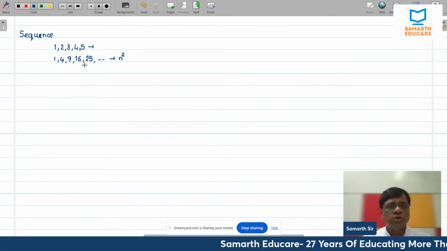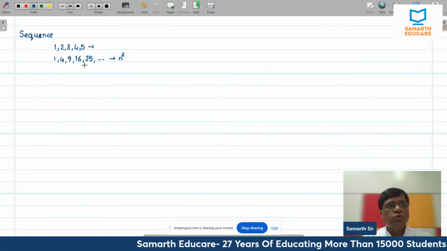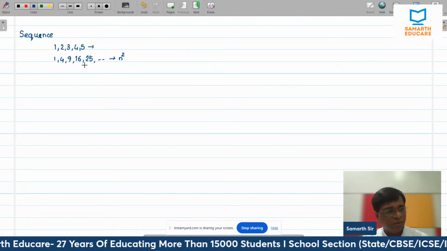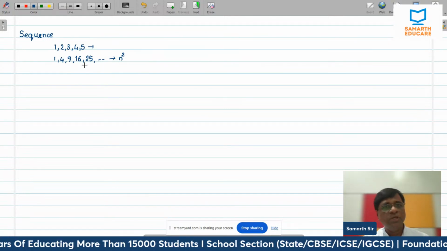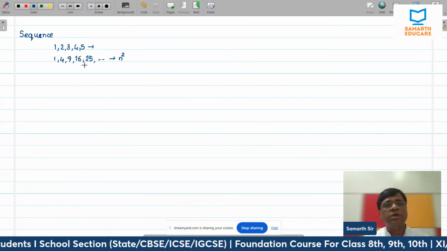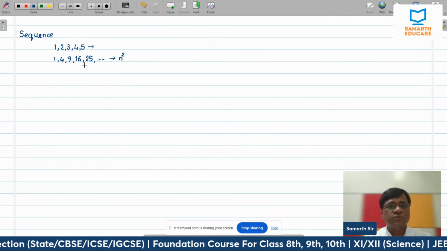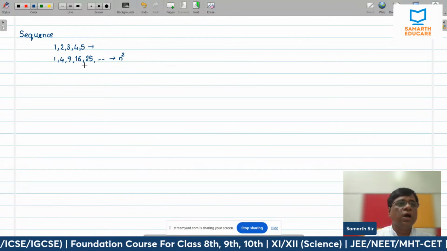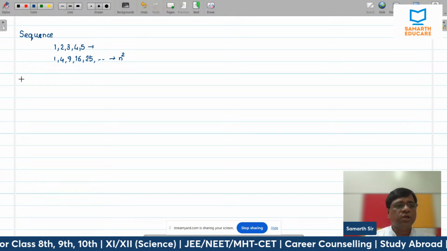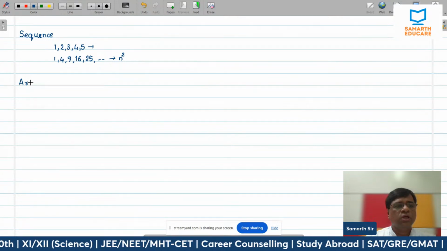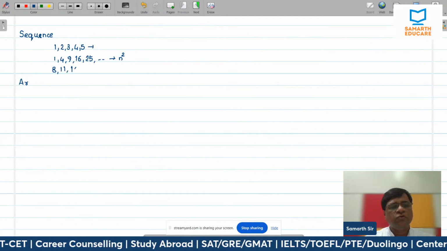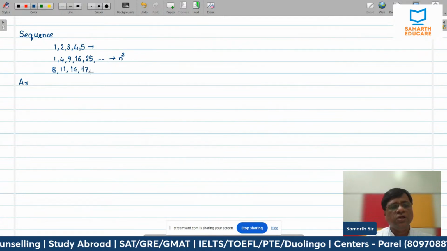For ICSE you also have geometric progression, but if you go to 11th standard, even if you are doing CET or basic boards or JEE, you will be coming across a chapter called sequence and series. There you will be coming across many types of sequences. Now a special sequence that we are going to study now is called arithmetic progression. Let me give one more simple example: 8, 11, 14, 17, and so on.